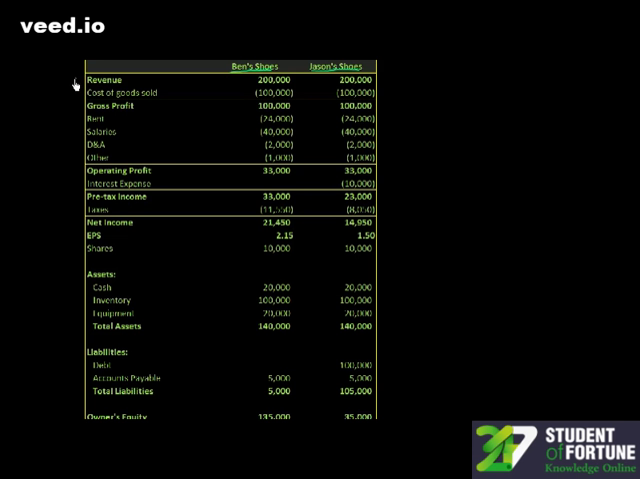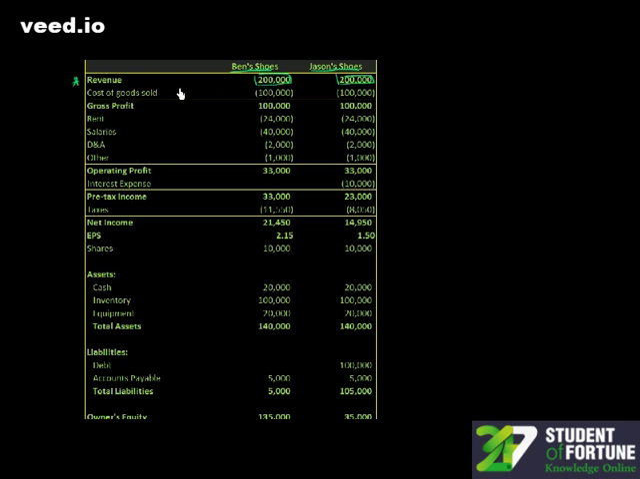So the first line, we're pretty familiar with it already. This is the revenue. This is the sales for each of these shoe stores. In the case of a shoe store, it's literally just going to be a measure of the cash that the customers are paying for the shoes. You wouldn't have something like accounts receivables where people can pay months later. Most of it will just be cash.